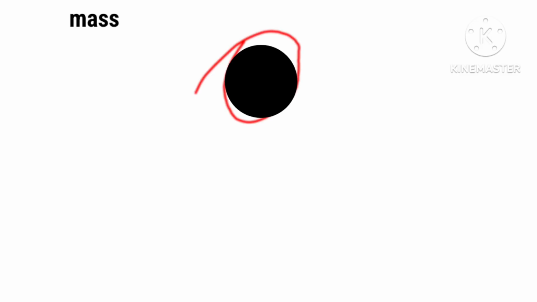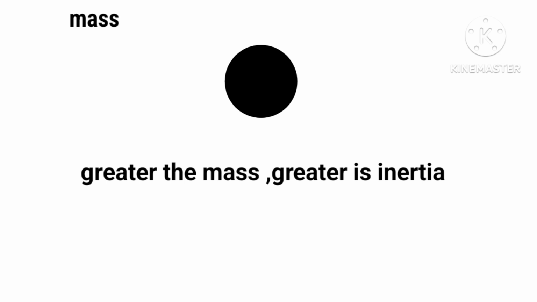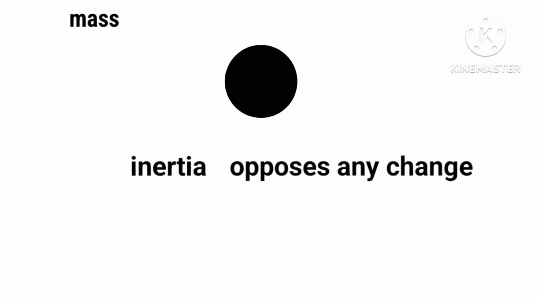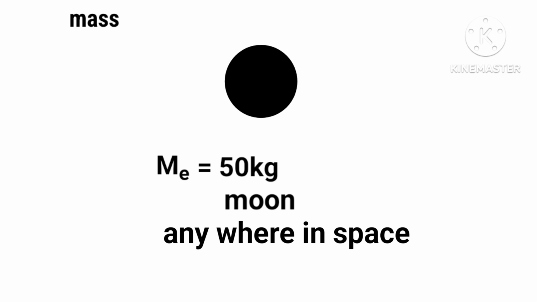Let this be a body of mass m. Total amount of substance contained within is called its mass. As we know, mass of a body is the measure of its inertia. Greater the mass, greater is the inertia. It is this inertia of mass that always opposes any change. Or we can say mass of a body always remains constant. For example, if the mass on Earth is 50 kilograms, it will remain 50 kilograms on Moon, or anywhere in space.